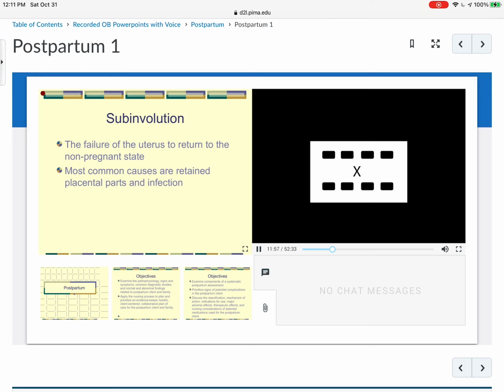Involution is the uterus going back to its pre-pregnancy state. Subinvolution is basically the failure of the uterus to return to the non-pregnant state. The most common cause is any placenta parts left inside the uterus, and the patient can bleed as the body tries to get rid of them. That's why the doctor inspects the placenta right after delivery, to make sure no pieces were left behind. The other reason would be infection, which would keep the uterus from returning to its pre-pregnancy state.